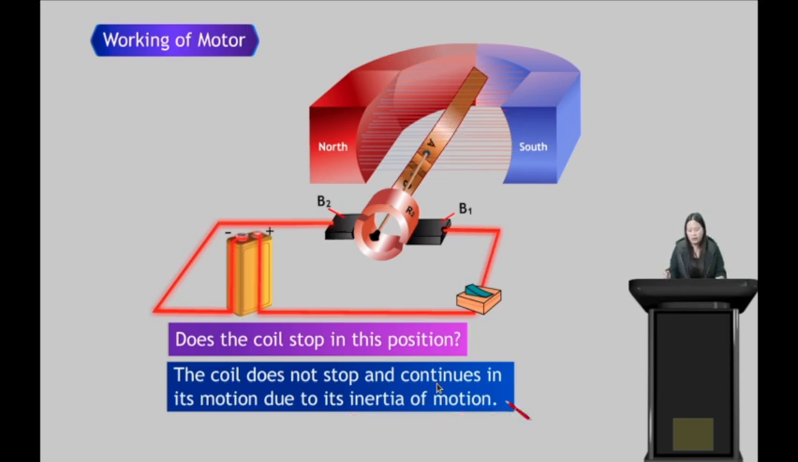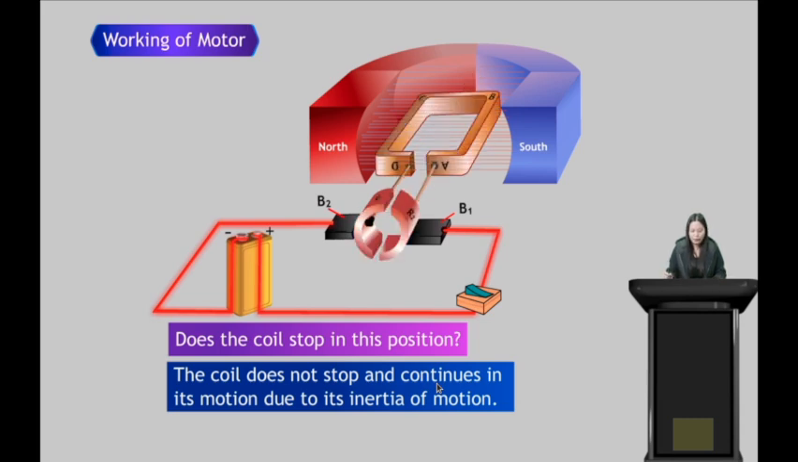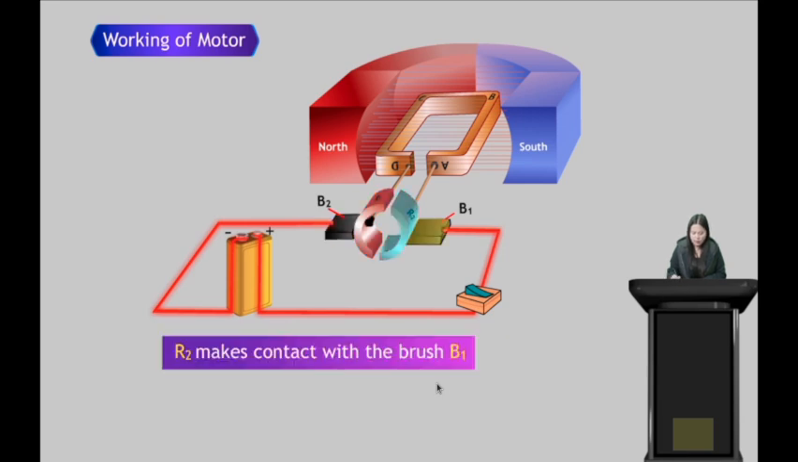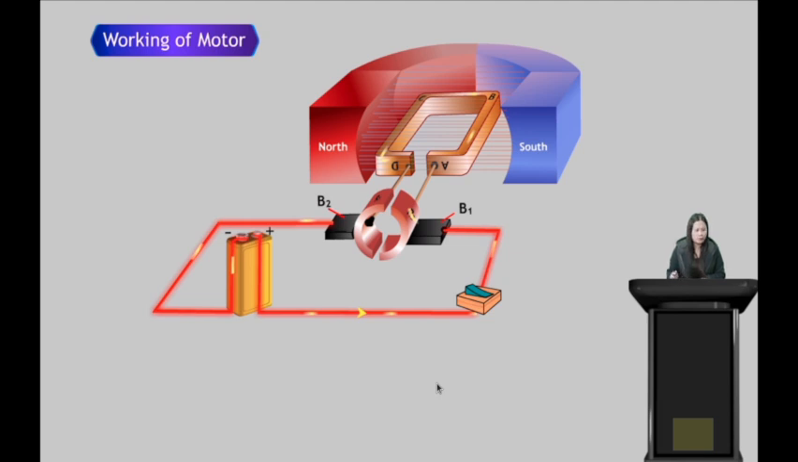Now, what is inertia of motion? Inertia of motion is the tendency of an object to remain in motion. So because of its inertia of motion, this coil continues to rotate. Now when it rotates, it will come to this position. Now they have exchanged. Arm BA is here now, arm DC is here. Now in this case, we see that B1 is in contact with R2 and B2 is in contact with R1. So R1 makes contact with brush B2 and split ring R2 makes contact with brush B1. So they have reversed the position.